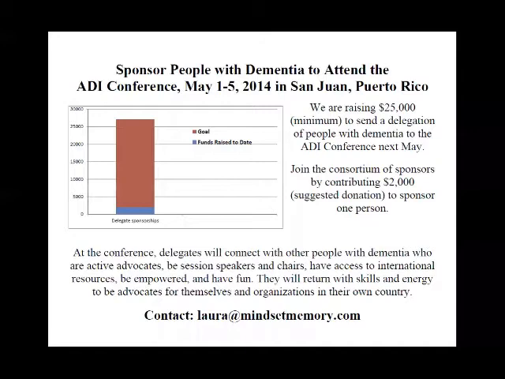So we are raising at a minimum $25,000 to send a delegate at roughly $2,000 per person, depending on where they're coming from in the country. And if you are able to join our consortium, you'll see that I have a little graph there. The red is what we still have to raise, but the blue, I am pleased to say, is money that we have already raised through a contribution from the Murray Alzheimer's Research and Education Program at the University of Waterloo. And thank you to them for being our very first sponsor.